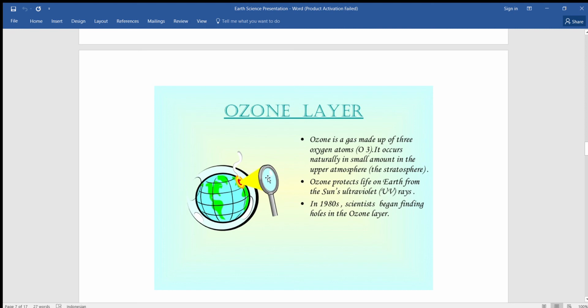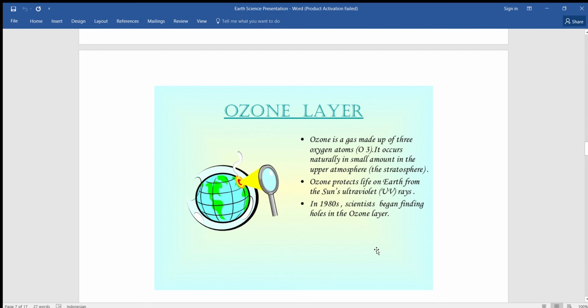Kaya tayo niyang pinoprotektahan yung ultraviolet rays coming from the sun, hindi agad nakakapasok doon sa ating earth. I-neutralize niya muna yung pagpasok ng ultraviolet sa ating earth para maprotektahan tayo. Okay? In 1980, scientists began finding holes in the ozone layer. So, diyan na nga tayo nagkakaroon ng problema.